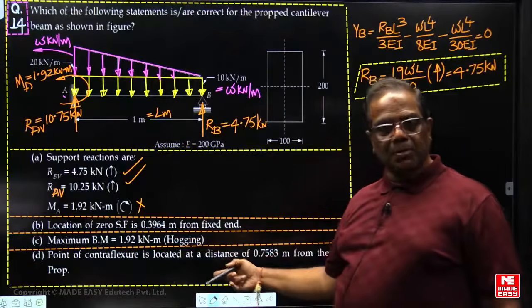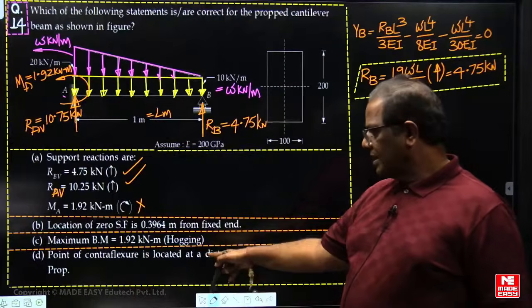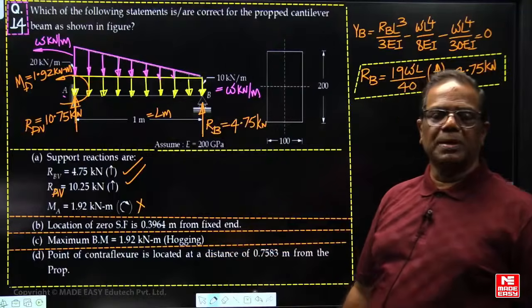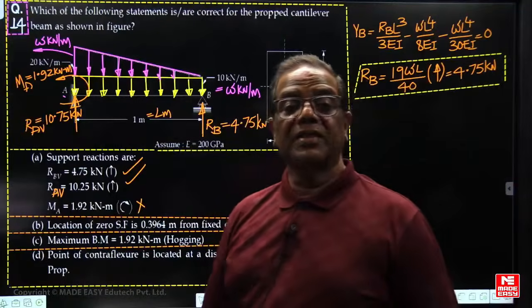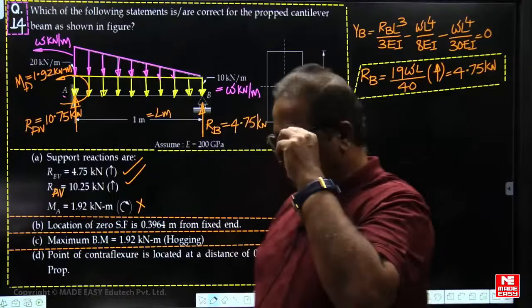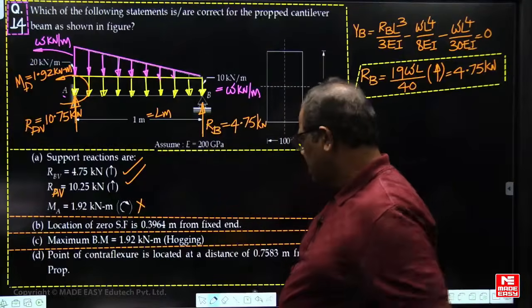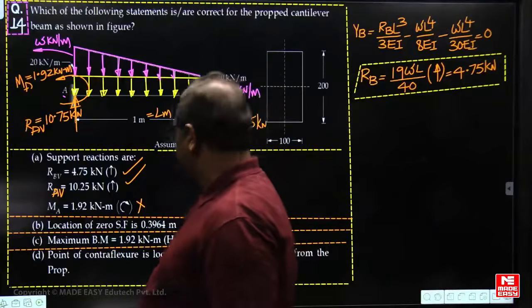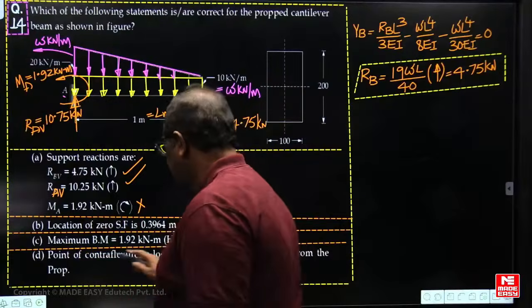Next, asking the maximum bending moment. Next, point of contraflexure. How to get the point of contraflexure? Equate the bending moment equation to 0. Then in this case, this statement is wrong. Check it.